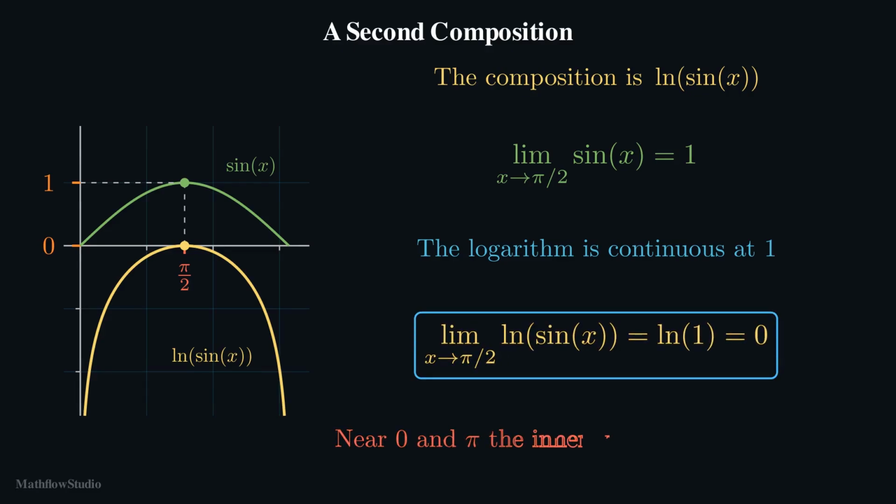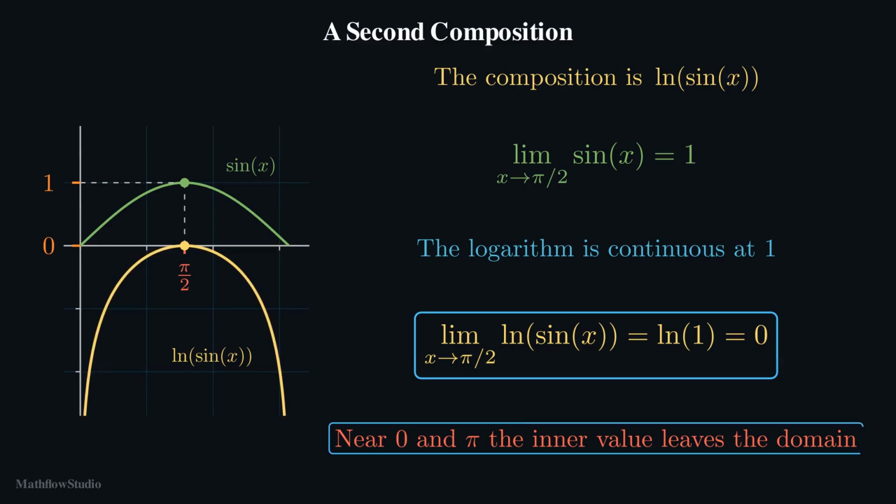Toward 0 and toward a half turn, the inner value drops to the edge of the domain of the logarithm, and the composed curve plunges.